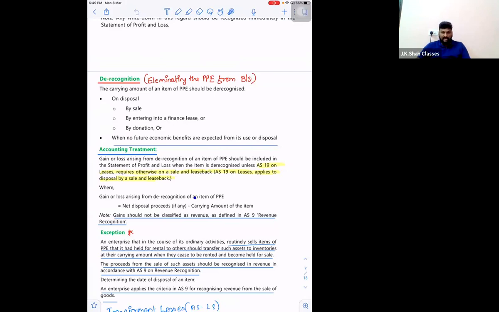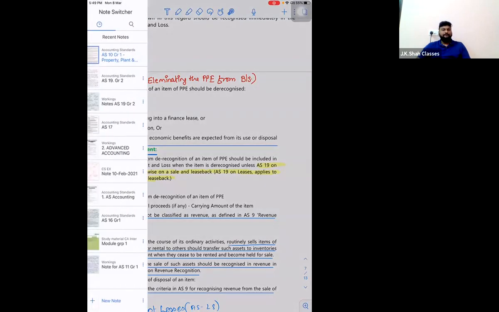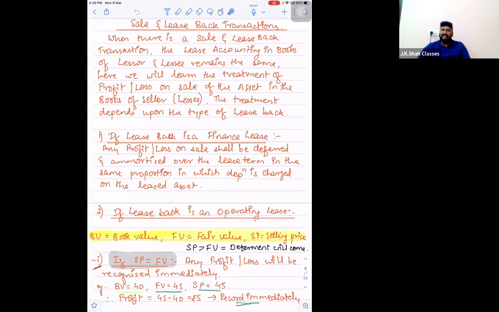Here we have to understand that AS19 has given us the treatment of recognizing the profit or loss on the sale of the asset, and that is what we are going to learn now. AS10 said that in case of sale and leaseback, the profit or loss on the sale of the asset will not be decided by it, it will be decided by AS19. See, it is a normal sale, but since leaseback is also associated with it, the treatment of profit or loss is something different.